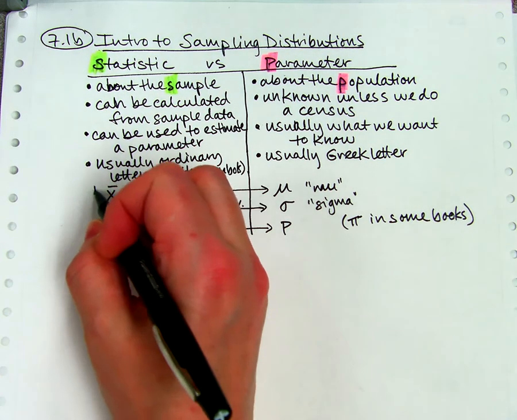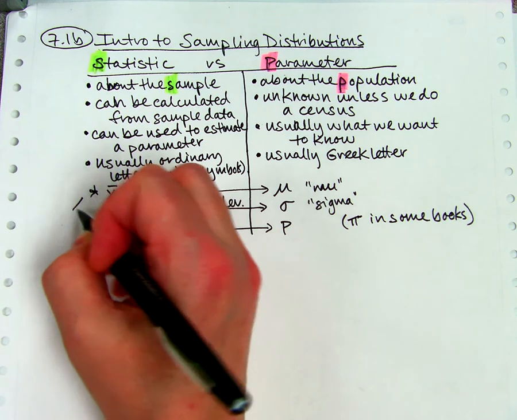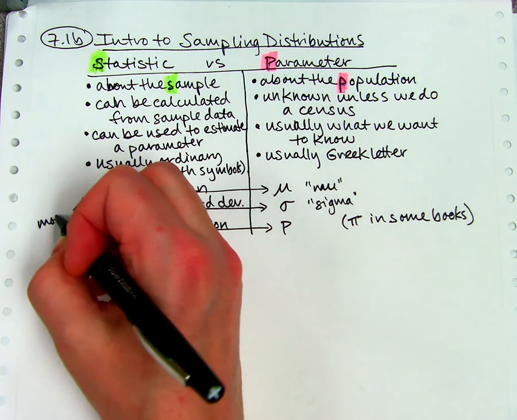These two right here and right here are the two most common, and we're going to spend a whole unit on each of them.